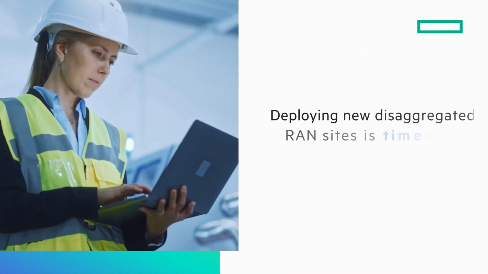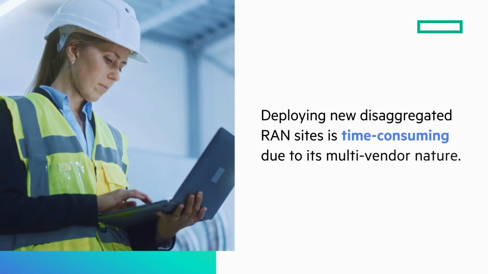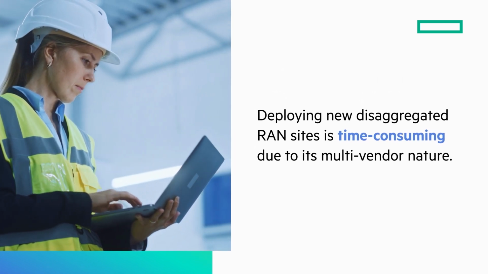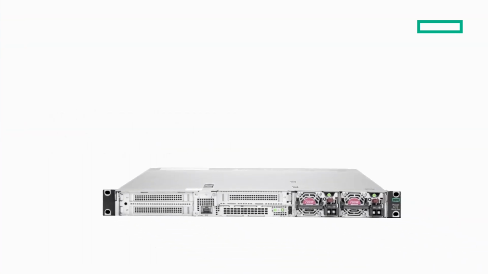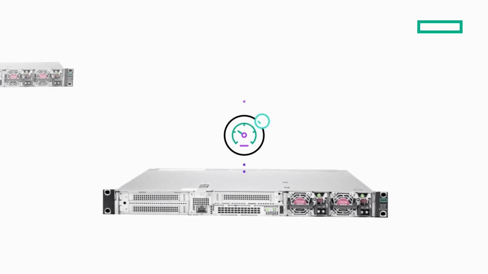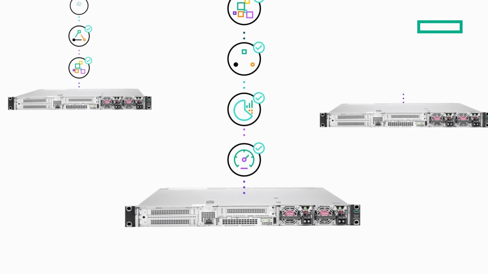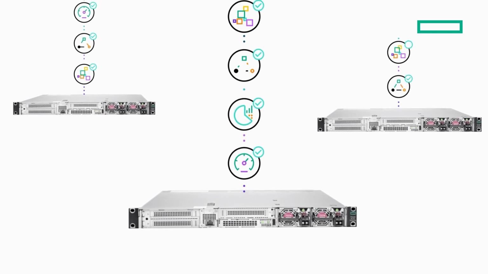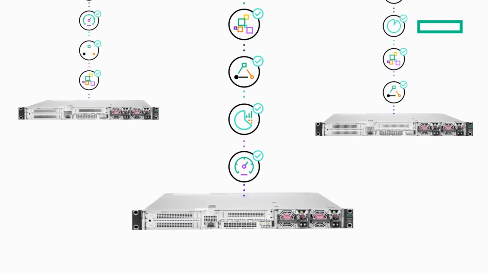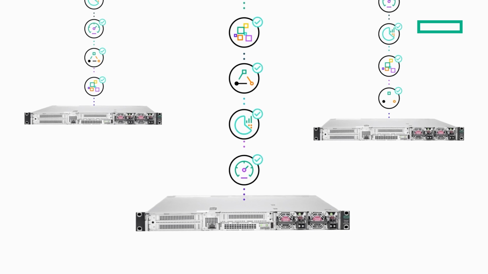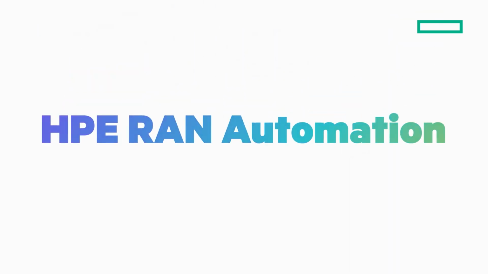Deploying a new disaggregated RAN site at thousands of remote locations is complex and time-consuming. This is because all components, compute, OS, vDU, integration with vCU, and RRU, must be validated in the right configuration and correctly installed or configured to work with each other, every time, at every RAN site. The solution? HPE RAN Automation.